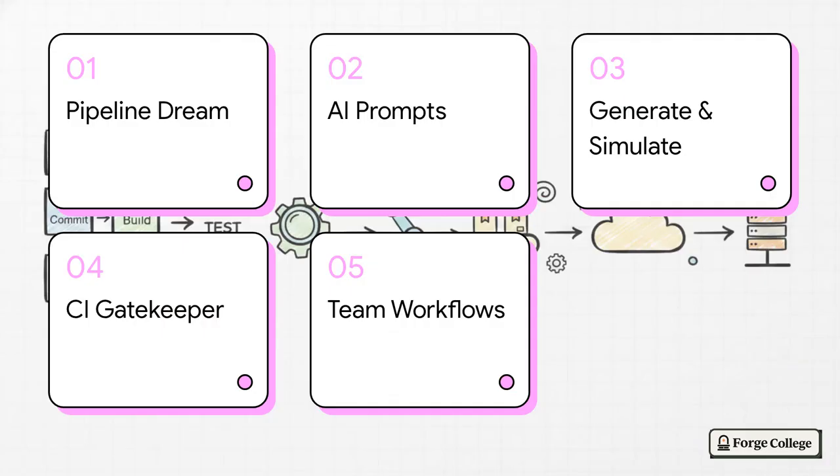So here's our roadmap for today. Section 1, the automation pipeline dream. Section 2, AI prompts for publishing. Section 3, generate, simulate, and iterate. Section 4, the CI gatekeeper checklist. And finally, Section 5, pipelines in team workflows. Let's get right into it.